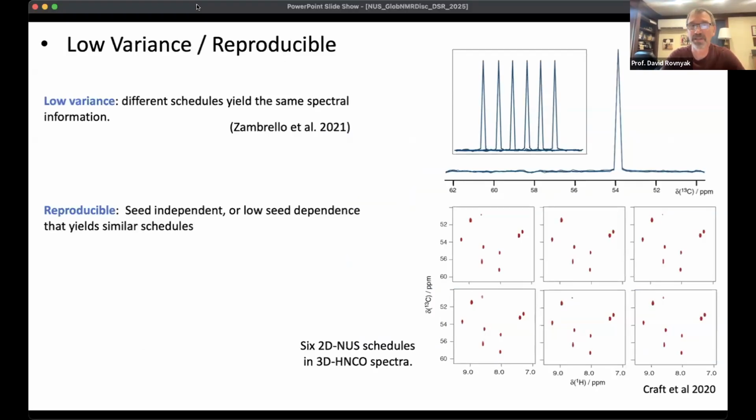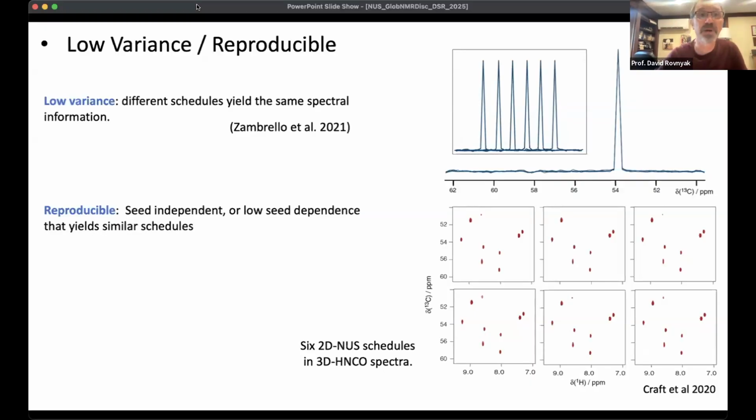I'd like to briefly mention, again, the low variance concept that just came up. This was discussed very nicely by Zambrello and Schuyler recently, that different schedules yield the same spectral information. This is actually a really reassuring concept. This is telling us that there is a robustness to NUS in general, that yes, there are schedules that perform better and worse than others, but overall, many modern schedulers today, I think, have achieved that low variance criterion.